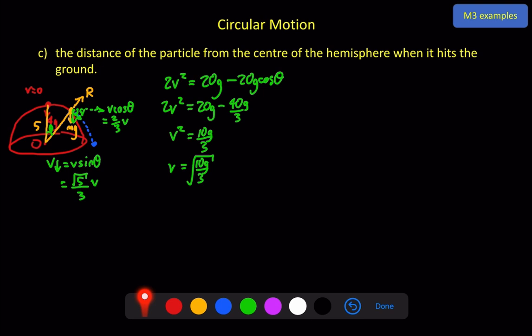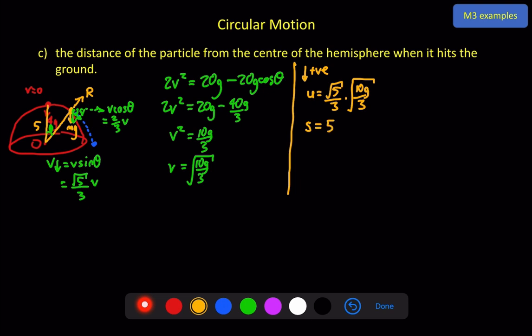But first I need to know the time it takes to go from here down to the ground. So again, over here in yellow, I'm going to take down to be positive this time. Our initial speed vertically is √5/3 times √(10g/3). We don't know the final velocity when it hits the ground, but we do know the distance, and that is 5 cosine theta. That's 10/3 because cos theta is still 2/3. We also know acceleration is due to gravity in a downwards direction, and we want to know the time.